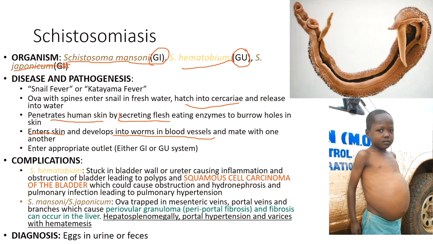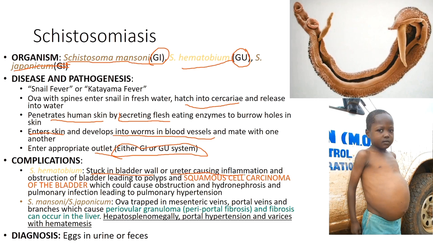And those eggs, which we will be seeing in just a second, enter the appropriate outlet, GI or GU system, as we were talking about with these guys. So complications kind of depend on where they go. So for schistosomiasis, or Schistosoma haematobium, this is the guy that gets stuck in the bladder wall and the ureter as well.